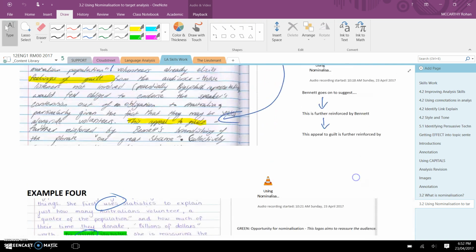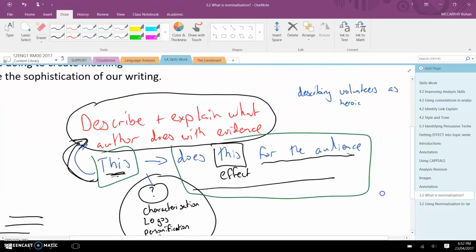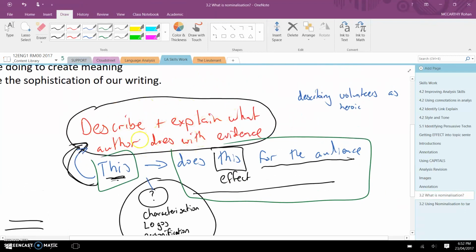Let's just drill in on one. That's a pretty good example as to how we can improve the sophistication of our writing. So in this little piece that I've taken from someone's work, it says, volunteers already elicits feelings of guilt from the audience. Those listeners not involved, blah, blah, blah. So they're talking about guilt. So I've highlighted there, it's this idea that the author is creating feelings of guilt. Let's have a look. So this is the description part. If we go and have a look back over here, that's the describe, evidence, explain.